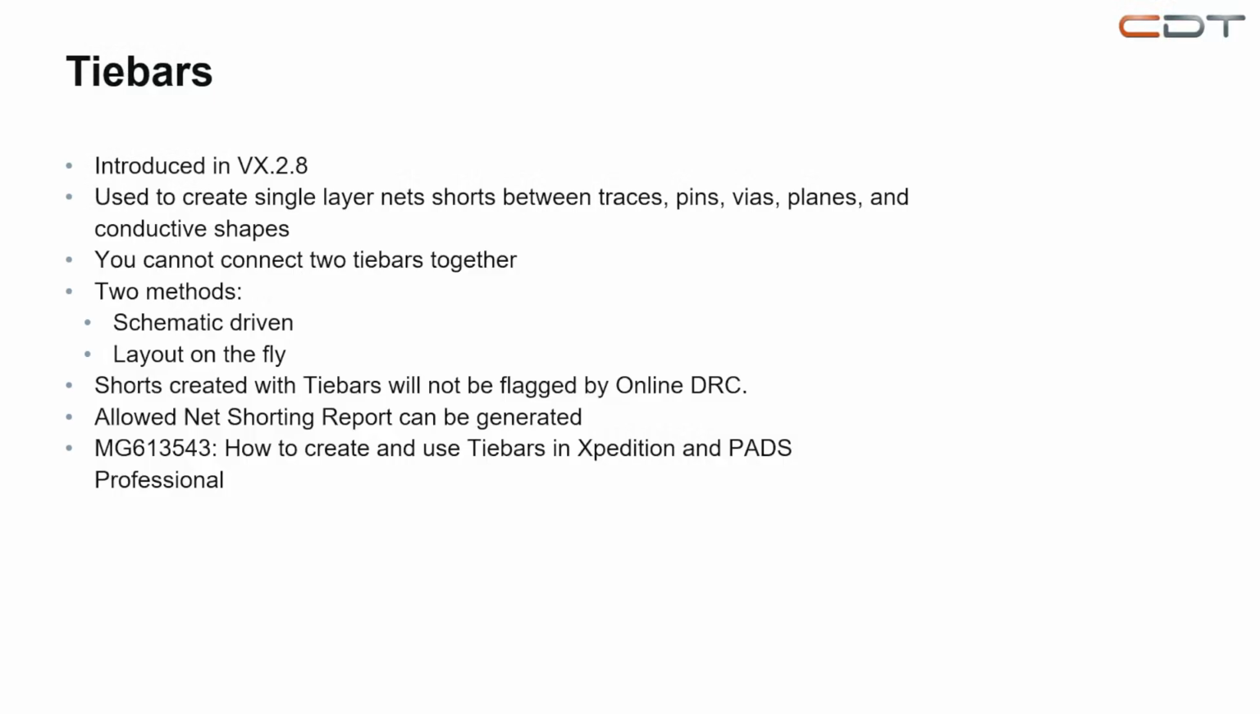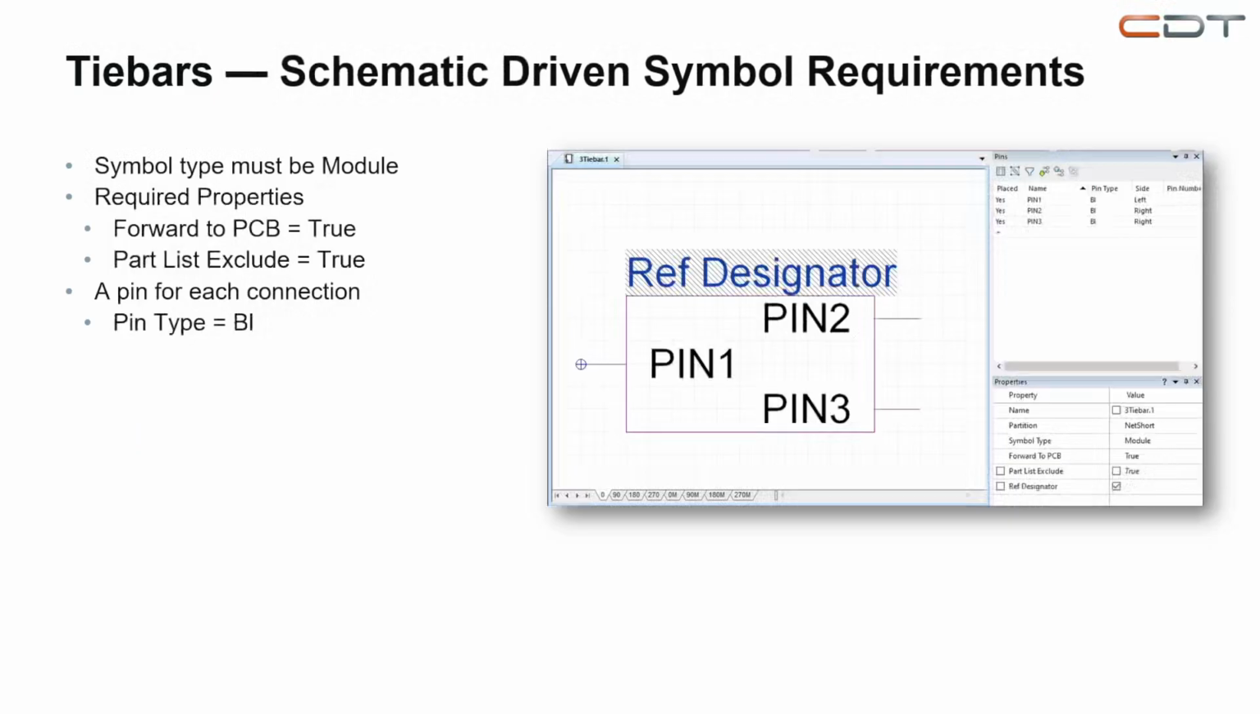Again, tiebars will not be flagged by online DRC. However, if you run the allowed net shorting report, you can see all information about tiebars. There is a nice article, MG613543, on how to create these tiebars. So for your reference, you can read this article as well.